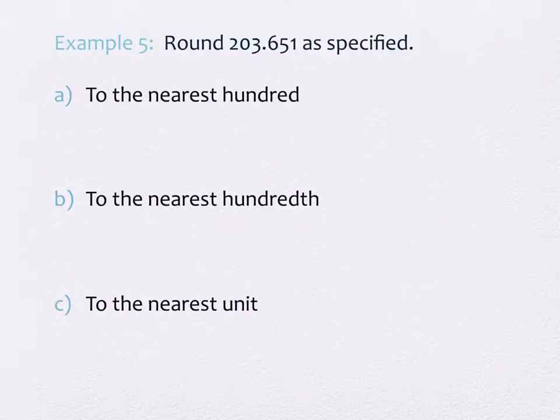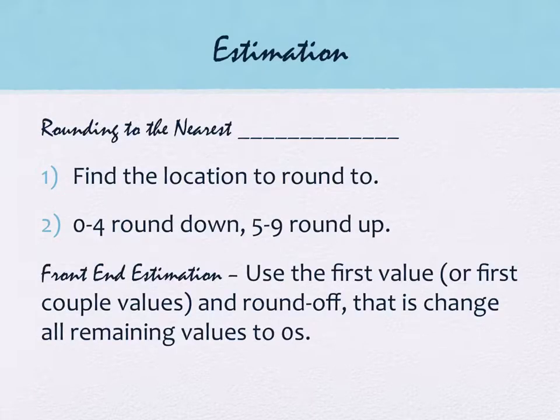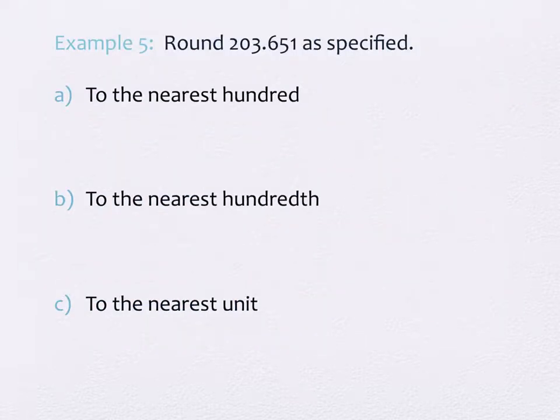All right, so we've got a number, 203 and 651 thousandths, and we're asked to round it to specific values. And this does say round. If they want you to do that other item that I talked about, it will say front-end estimation. Okay, so you don't have to worry, which one are they asking about? It will tell you, you'll know.